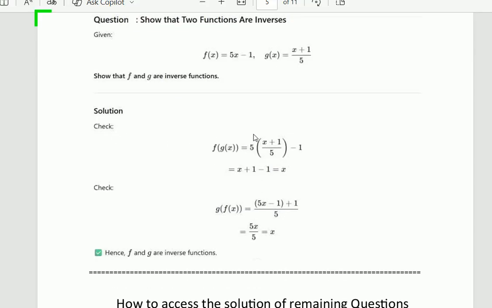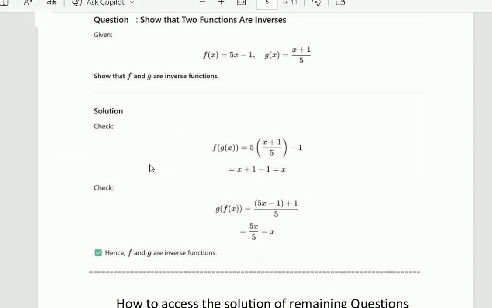When the output of the composition of both functions is the same, then they will be inverses of each other. Like f g of x equal to f of g of x, we pass g of x into the function f. f of x equal to 5x minus 1, so 5 into the value of g of x equal to (x plus 1) over 5, minus 1. After simplification we get x.